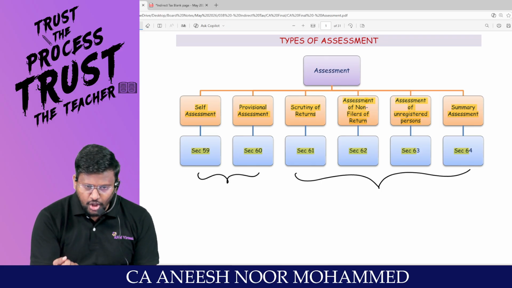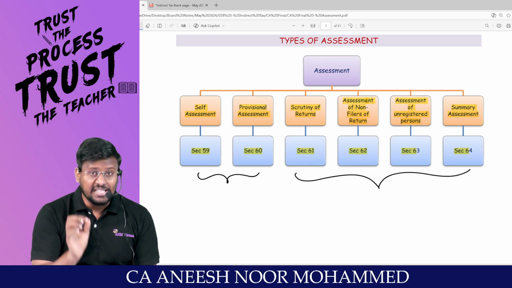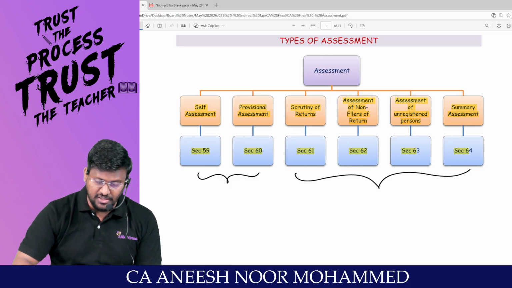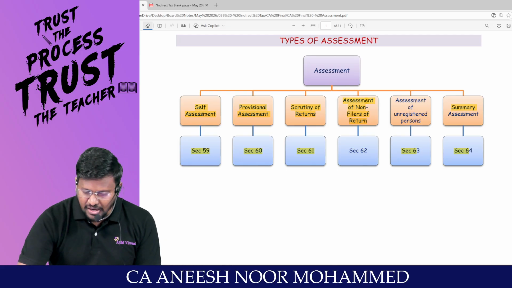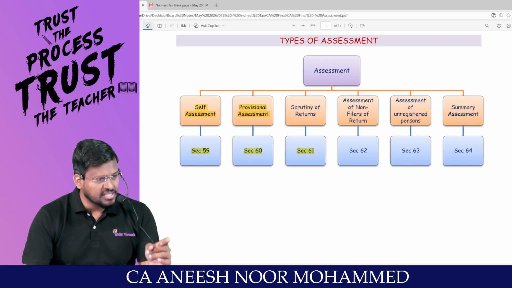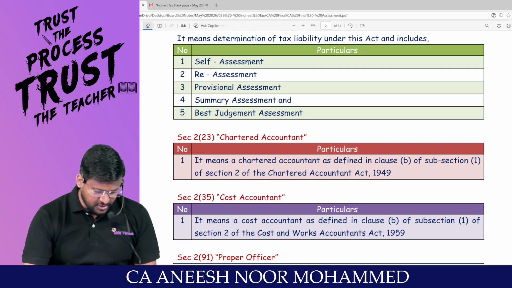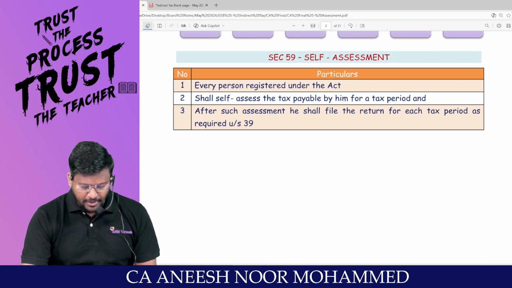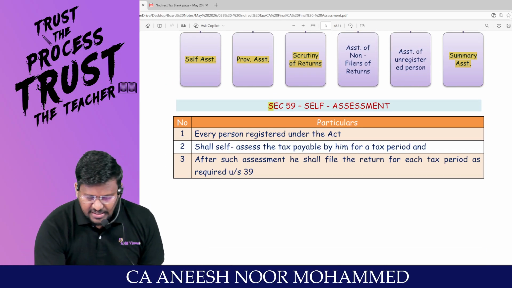Then scrutiny of returns under section 61, assessment of non-filers of return under section 62, assessment of unregistered person under section 63. Are you comfortable? And summary assessment under section 64. Super, sir. My dear lovable students, I am coming to the reading, section 59, self-assessment.